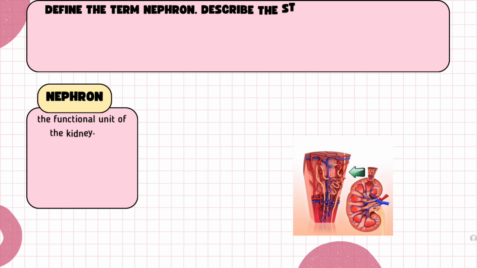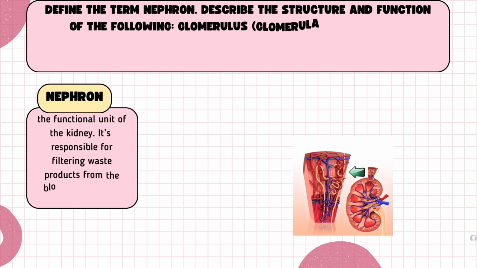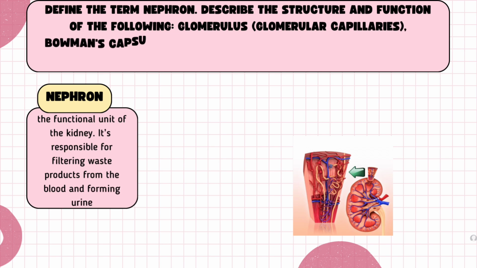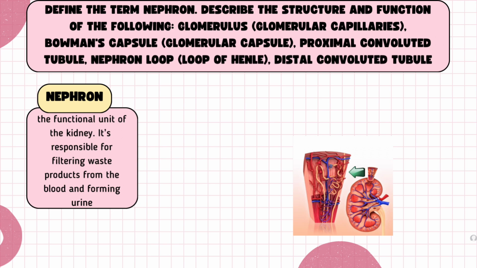All right, here we will talk about the term nephron and describe the structures and functions of the following: the glomerulus, Bowman's capsule, proximal convoluted tubule, nephron loop, and distal convoluted tubule. So what is a nephron? A nephron is going to be the functional unit of the kidney. It's responsible for filtering waste products from the blood and forming urine.